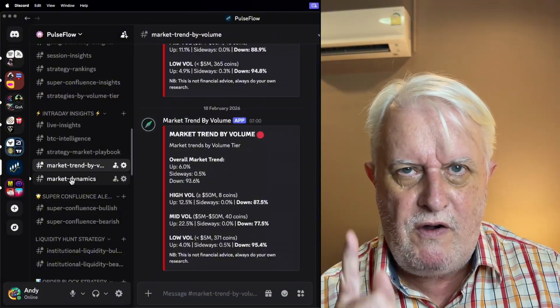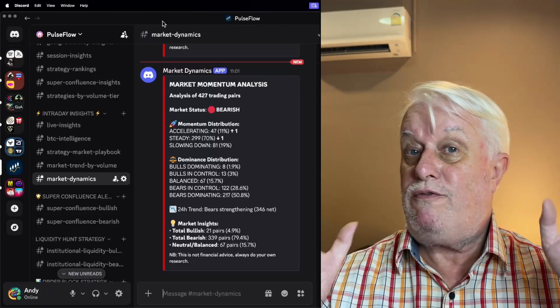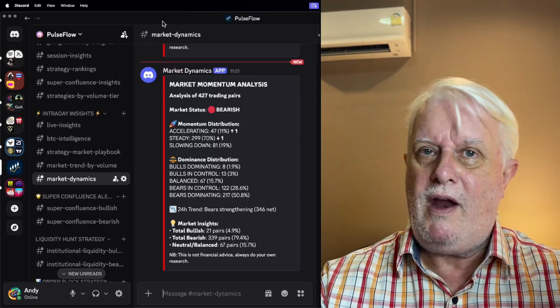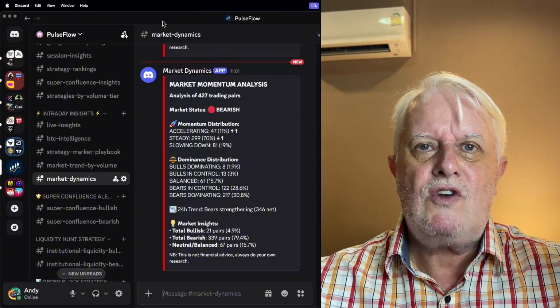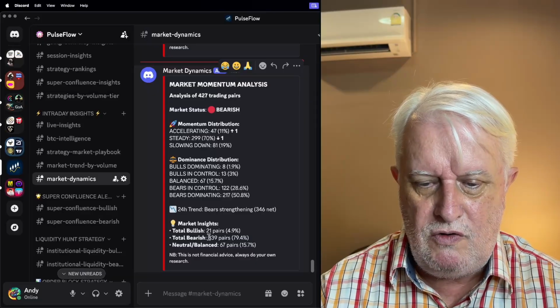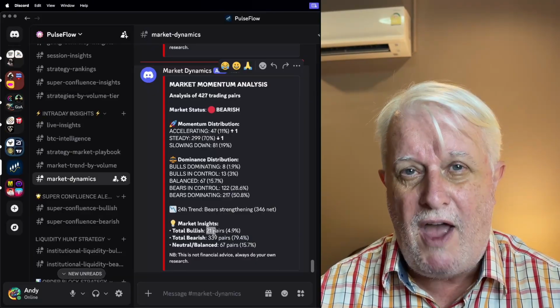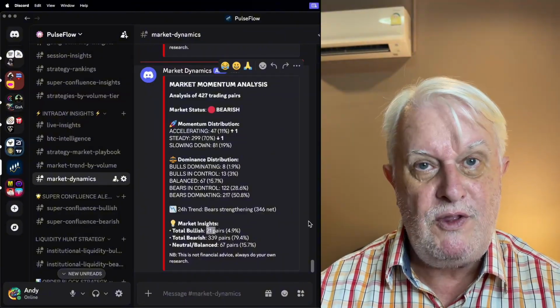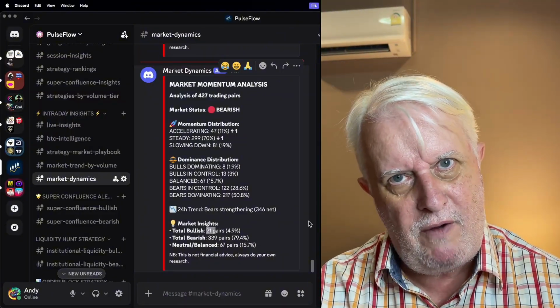The other one that is very, very telling is market momentum analysis. This uses 2,500 candles per trading pair, and I have 27 now, it says, trading pairs. And as you can see, it says it's bearish. Total bearish, 339 pairs. Bullish, only 21. This takes forever to move into bearish. So even the market dynamics are saying bearish. So we should pick a bearish trade.